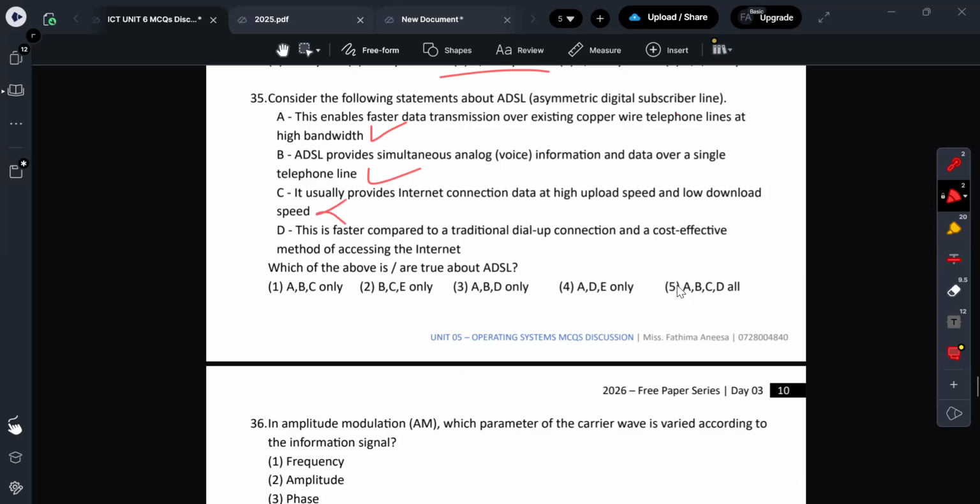This is faster compared to a traditional dial-up connection and a cost-efficient method. Yes, it is true. It is higher speed than the traditional dial-up service. So answer is B, A, B, D.